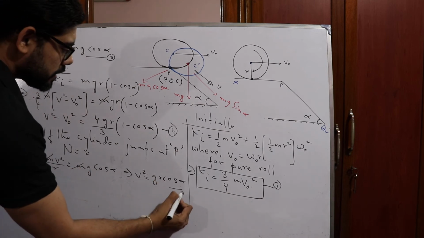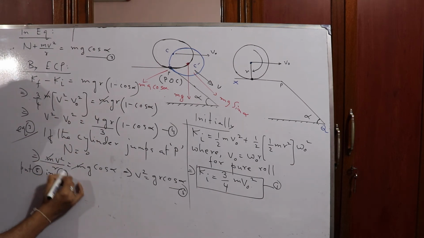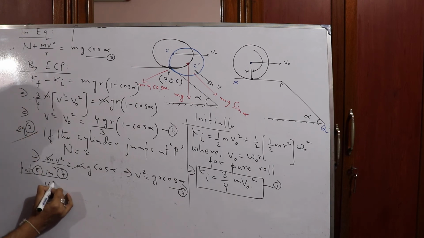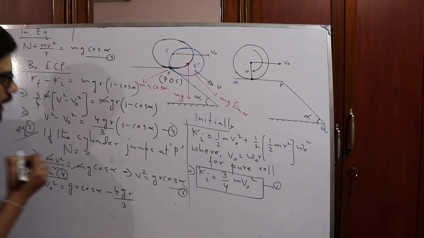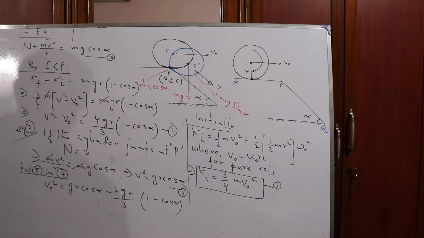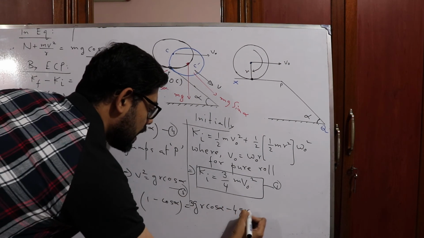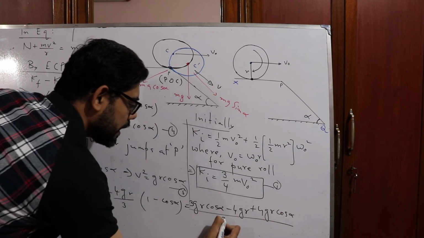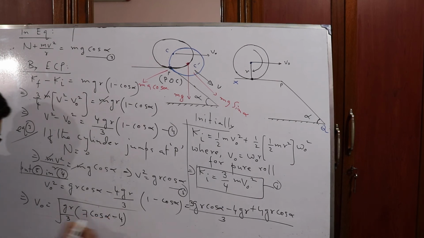I am calling this equation 5. Put 5 in 4, and from there you will get v naught square. v naught square equals v square minus this, where v square is gR cos alpha, minus 4gR by 3 into (1 minus cos alpha). So this is nothing but (3gR cos alpha minus 4gR plus 4gR cos alpha) whole divided by 3. So from here we get v0 equals square root of gR by 3, and within the bracket 3 cos alpha plus 4 cos alpha, so (7 cos alpha minus 4). This is the expression for the velocity.